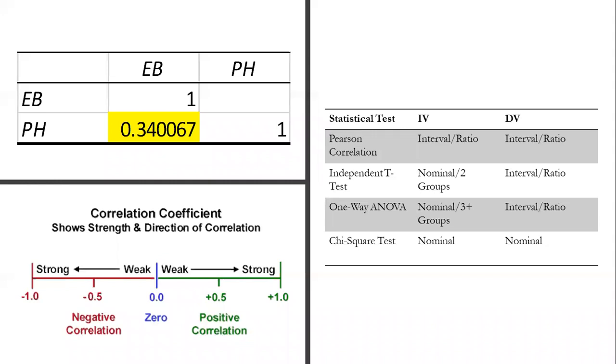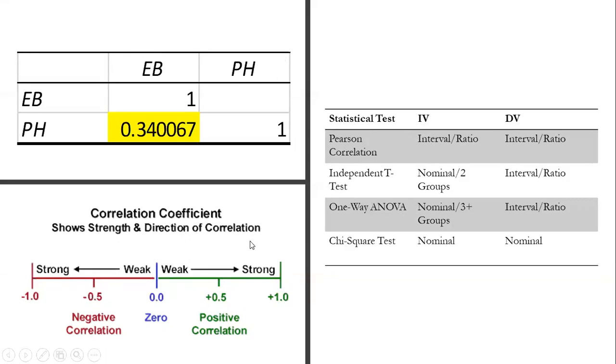So here's an example of a test that I ran using the data set that we have been discussing throughout the course of this video. Here is where I examine the correlation between one's emotional balance and one's physical health. Okay, and the specific inferential test that I used was Pearson correlation. Both of these variables are measured at the interval or ratio level, both emotional balance and physical health.